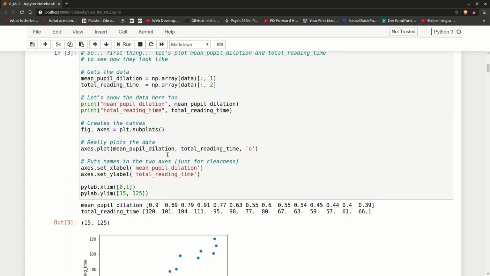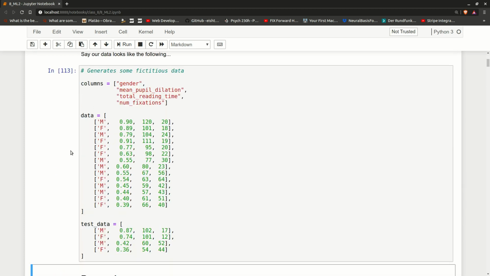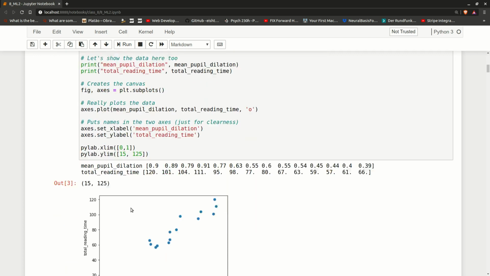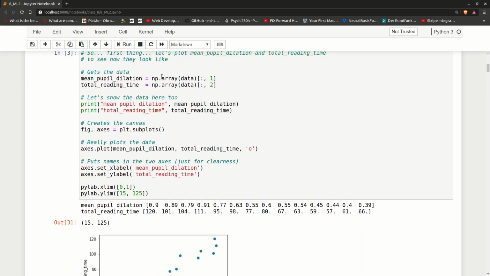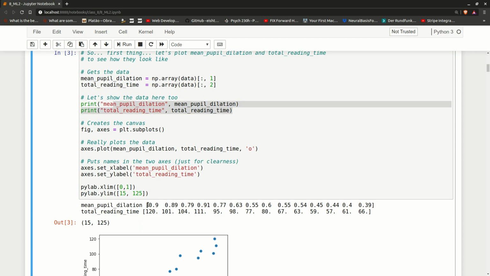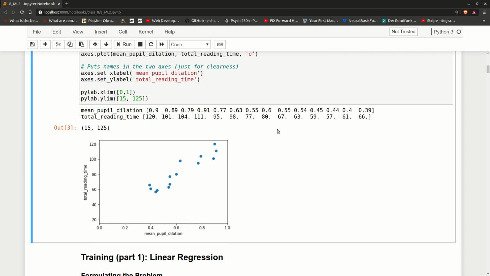So what I did was I took this data here and I decided to plot it. I created a NumPy array with only the second and the third column. The mean pupil dilation is the second column and total reading time is the third column. Then I print them, which is here. So I have the vector here and you can see the other vector here. It's just a list. And then I made a plot here, and you can see the plot here.